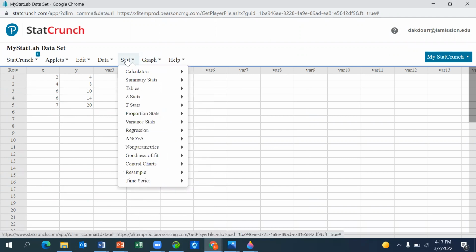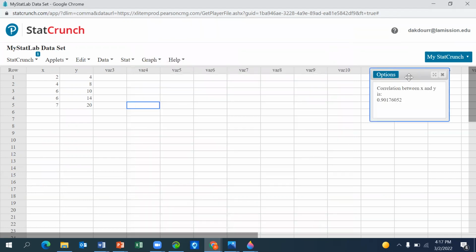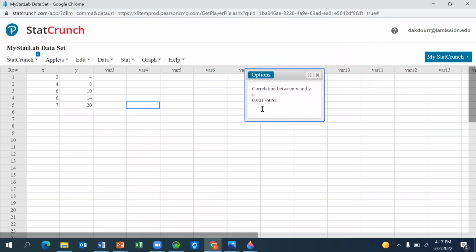So you can find R in 2 different ways. Let me show you one way here: Summary Stats, and you go to Correlation. If you click on that, you have to select both X and Y. Make sure you hit the shift key in order to select them, and they will be selected here. And then you hit Compute. And this would be your correlation coefficient.